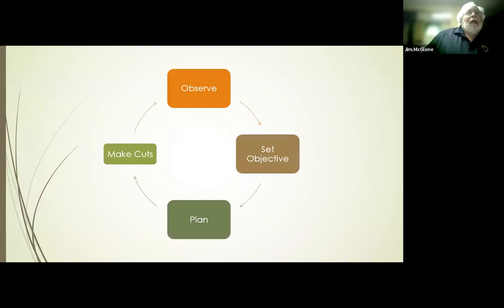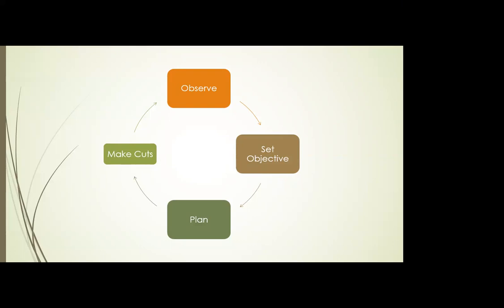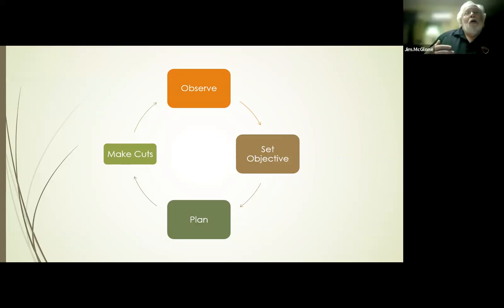When we are pruning, this is how it works. You start by observing the plant. You set your objectives. You make a plan to reach your objectives, and then you make your cuts. And if you notice in this diagram, making cuts is a smaller box than observing, setting objectives, or planning. Because making cuts is the smallest part of pruning. Most of this should be going on in your head before you actually approach the tree with your clippers or your saw.